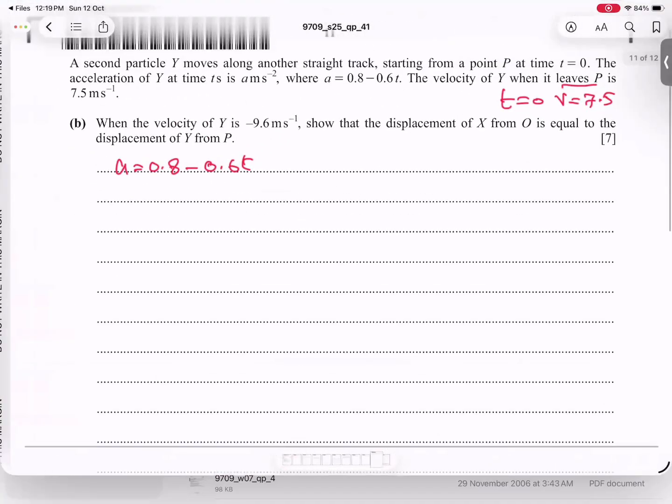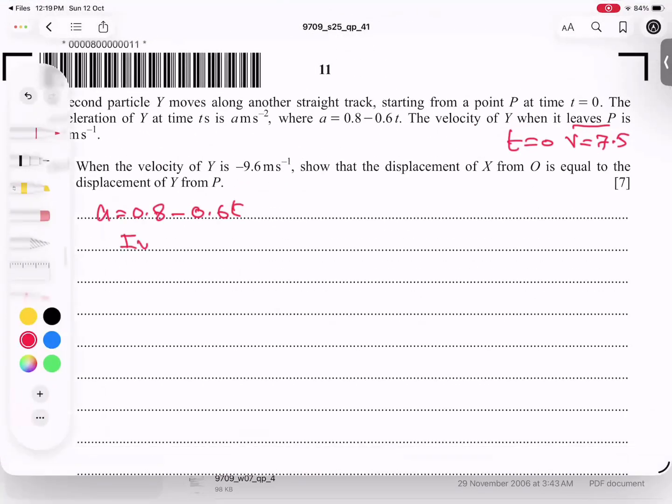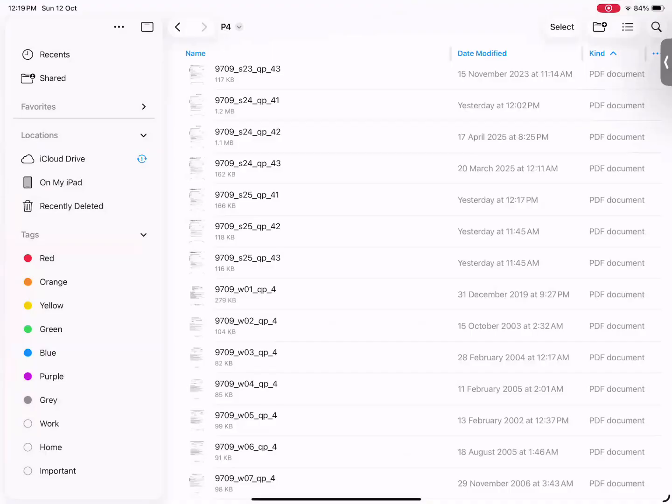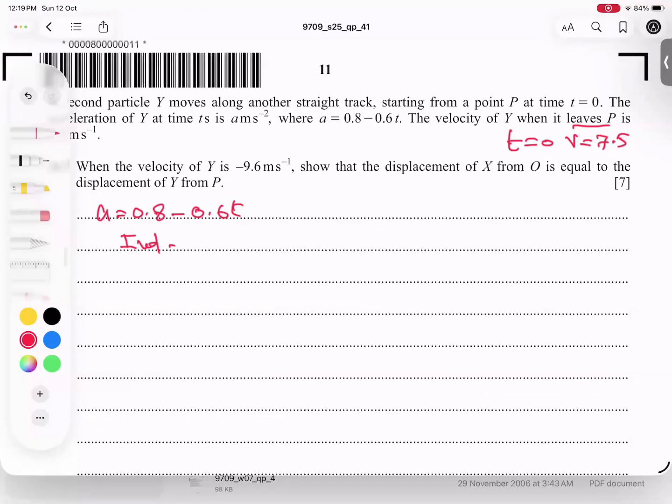So when I integrate, what I will get here, I get velocity, and here the integral of 0.8 minus 0.6t dt. And you know it very well. This becomes t, and here increase the power by 1 divided by the same, and plus c1 or c.